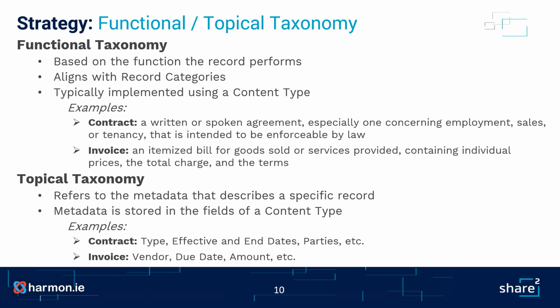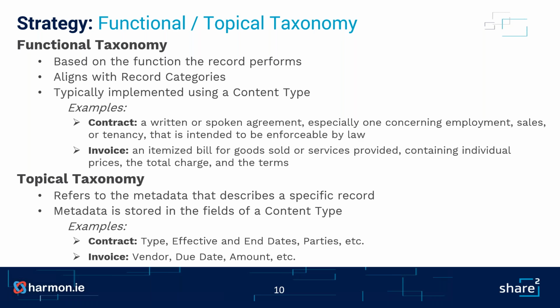I took some time to try to get this into the easiest form I could think of, but a functional taxonomy is based on the function the record performs. Now that sounds almost circular, right? But when you see the examples, they make sense. So the functional taxonomy aligns with your record categories. So I said invoice or contract, employee record, asset, permit, all those things. They have a particular purpose, and they probably have an entry in the retention schedule. So in SharePoint, it's typically implemented as what's called a content type. That is a structure to hold metadata.